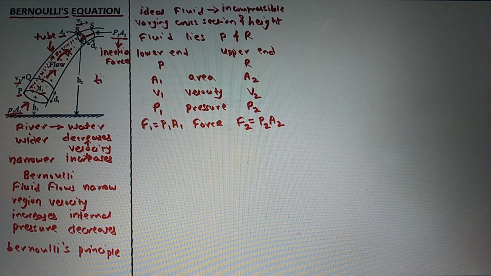So in time dt, the fluid will displace from this lower end P to Q here, and this displacement is given by d1 here. So we will write at lower end P here, the displacement of fluid in time dt, that is d1 here.